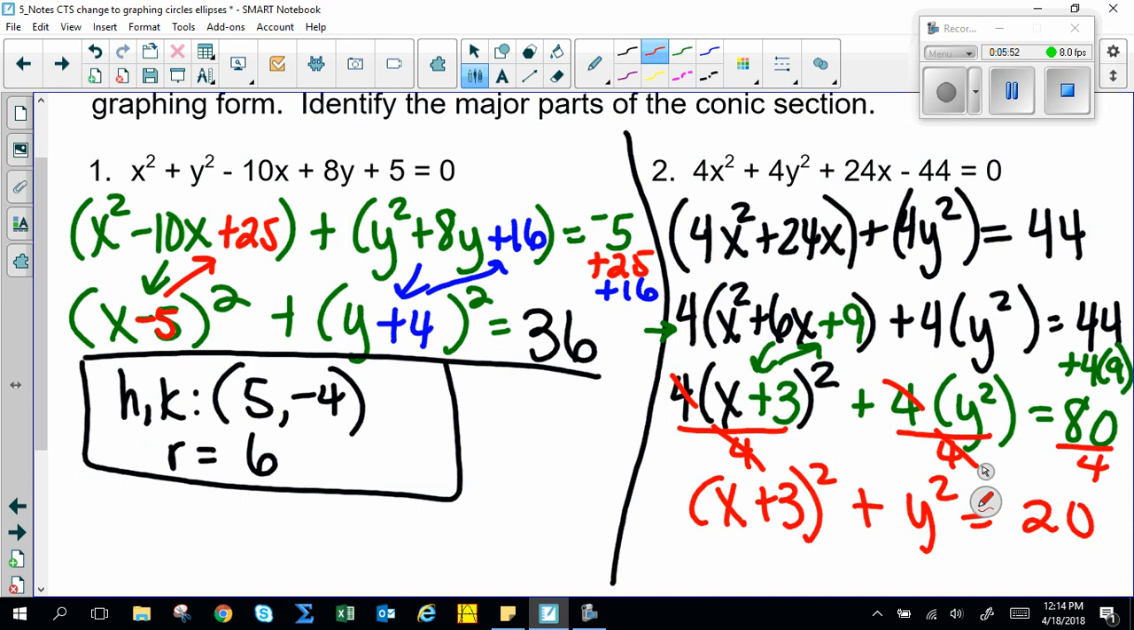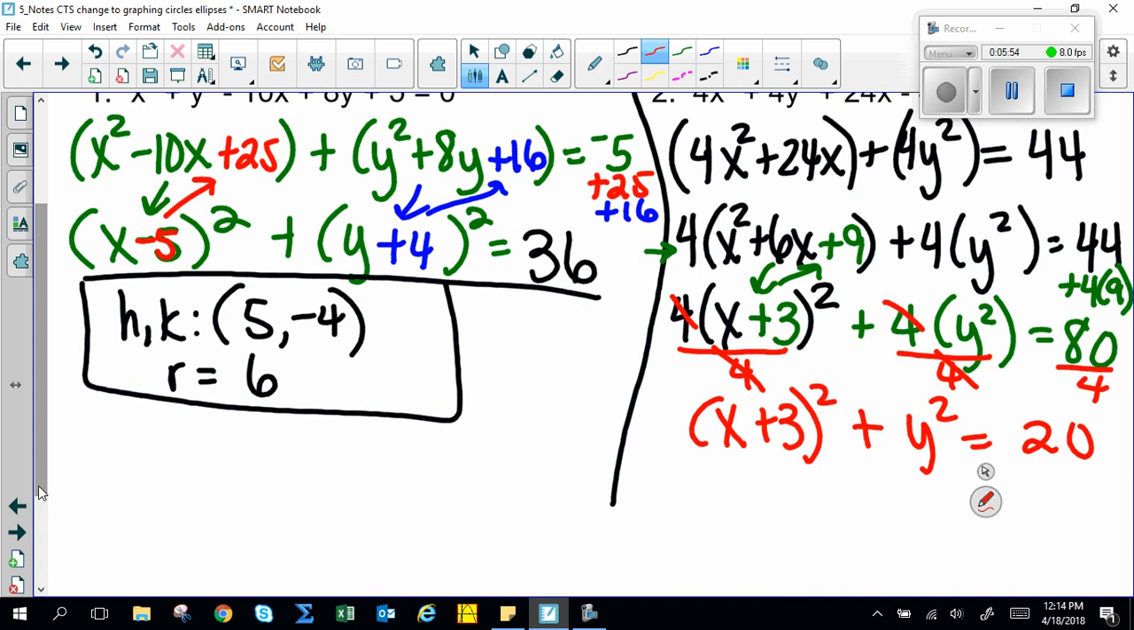So now we can identify our key characteristics. My h, k would be negative 3, 0. And my radius is the square root of 20, but I can simplify that. Square root of 20 is 2 times 2 times 5, so 2 radical 5.